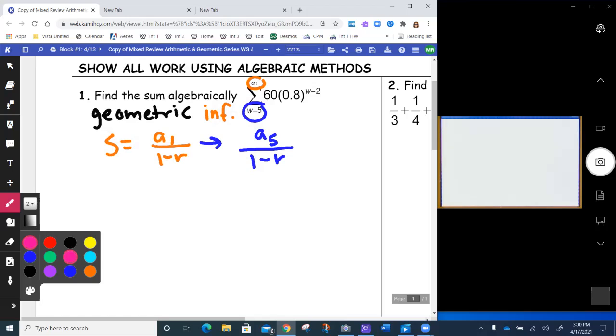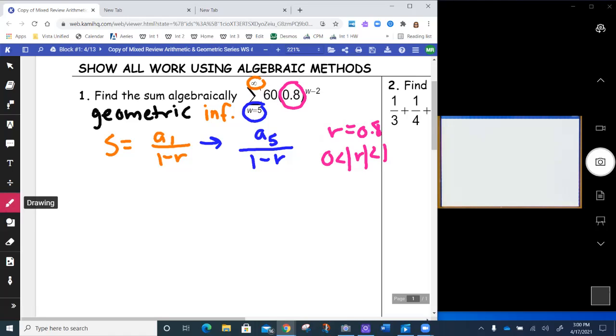The R is always the thing that is being raised to the power. So in this case, our R is going to be 0.8. And in order for an infinite sum to exist, your R has to be in absolute value in between 0 and 1, and 0.8 is. So we're going to use this formula.